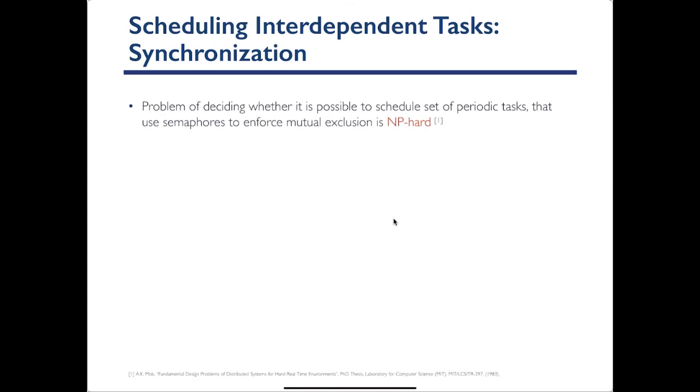So in general, deciding if a set of dependent tasks are schedulable is NP hard. If you have dependencies between tasks, meaning that execution of one task depends on execution of another task, then deciding whether a set of periodic tasks are schedulable or not is NP hard. And for those of you who are familiar with this, informally, not necessarily exactly, it means that the size of the problem grows exponentially with the input size.